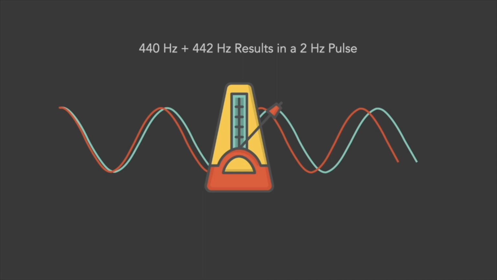1 Hz is equal to 1 cycle per second. So this wave will pulse twice every second, which will add up to 120 pulses per minute. Let's play a metronome set to 120 beats per minute along with this pulse.